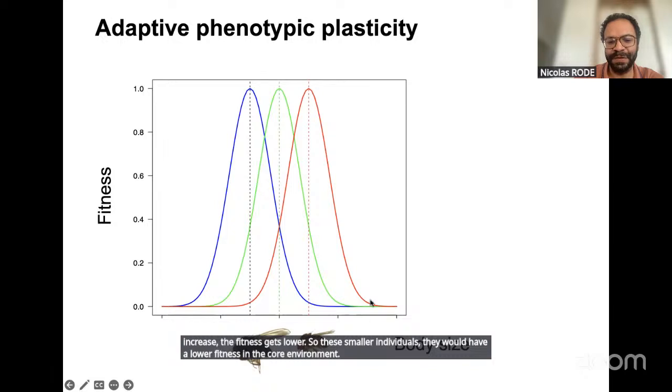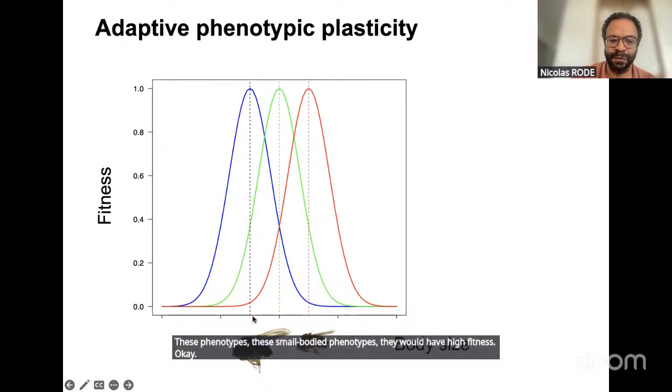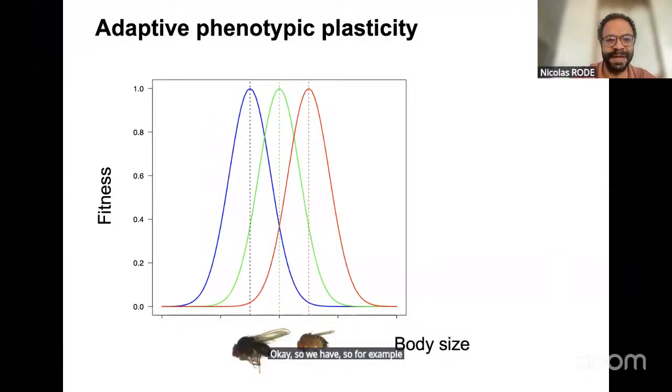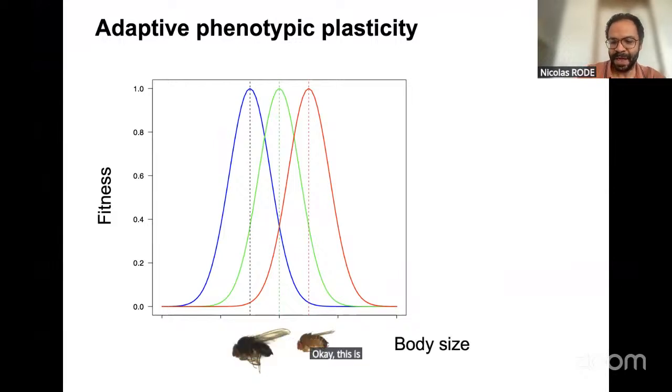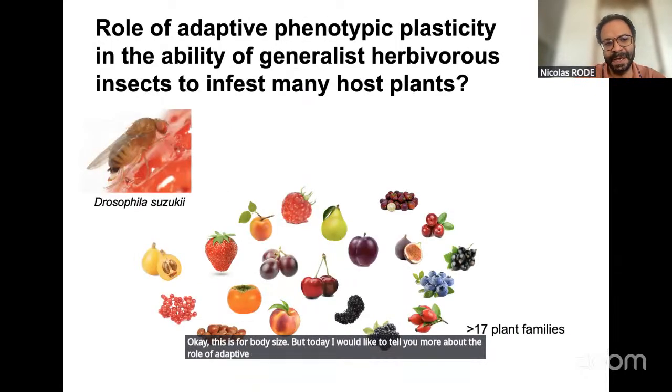In the opposite, if we take the hot environment, here in red, these small-bodied phenotypes would have a high fitness. And the opposite here. So if you're a large individual here, you have a low fitness. So this is a typical example of adaptive phenotypic plasticity. This is for body size. But today I would like to tell you more about the role of adaptive phenotypic plasticity in generalist herbivorous insects.